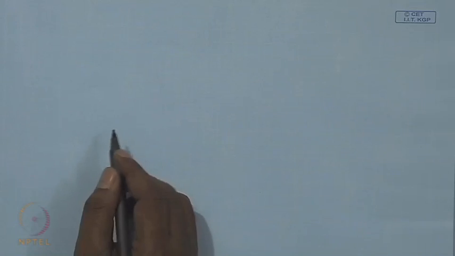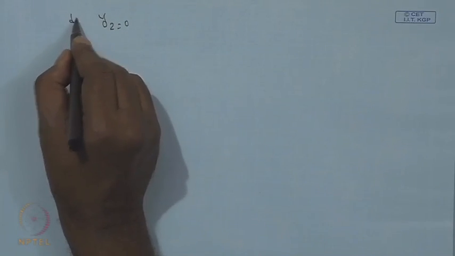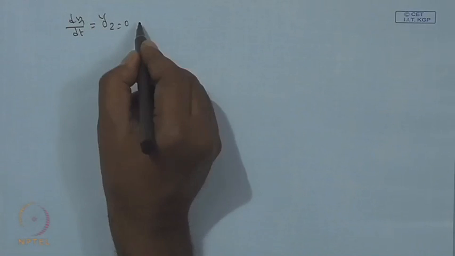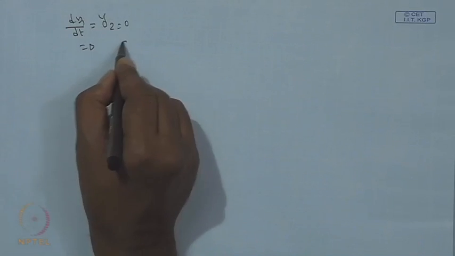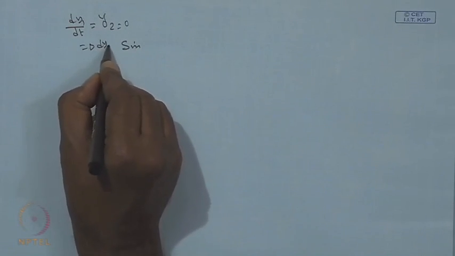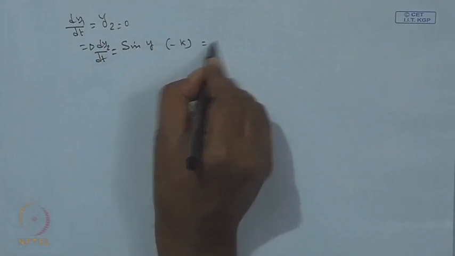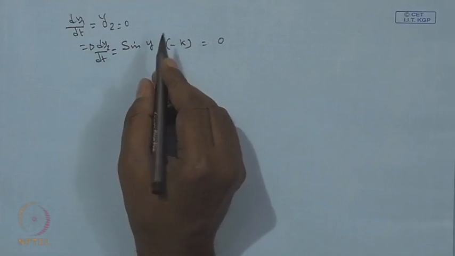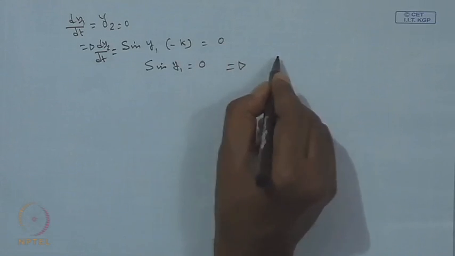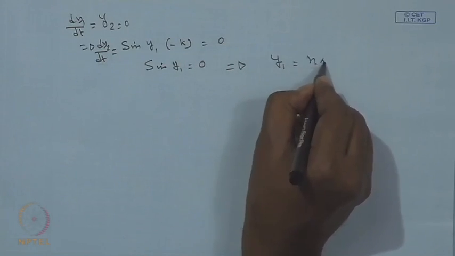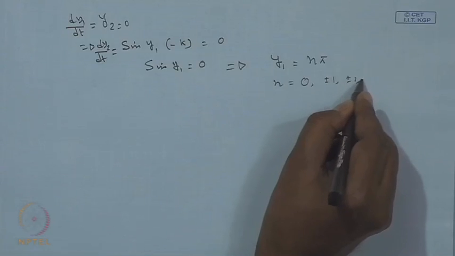So, therefore, we will be getting y 2 equal to 0. So, dy 1 dt is equal to y 2 equal to 0, that is one steady state condition, and at the steady state dy 2 dt equal to 0. So, that will give you minus k sin y 1 equal to 0. Now, k being a non-zero constant, therefore sin y 1 is equal to 0, and the solution is y 1 equal to n pi, where the index n runs from 0, plus minus 1, and so on.